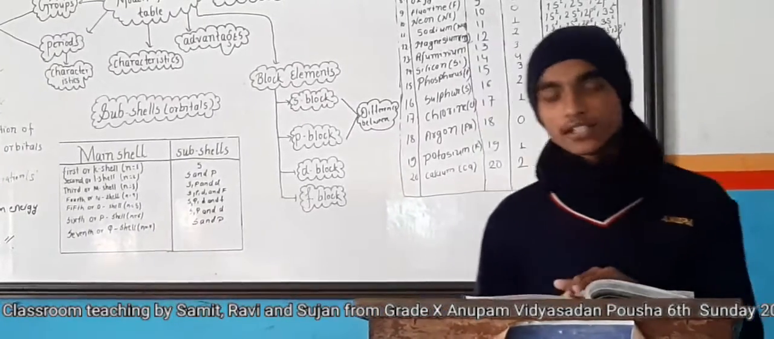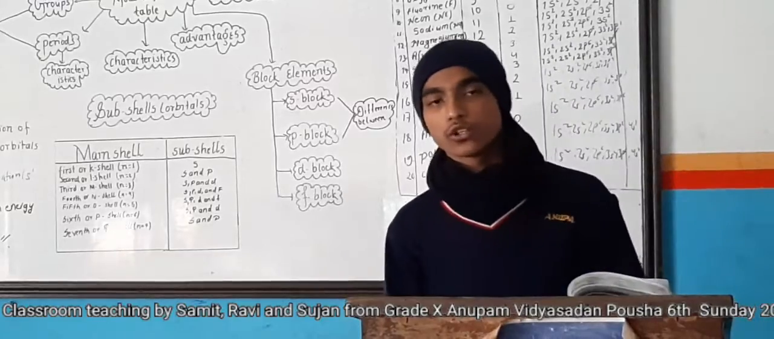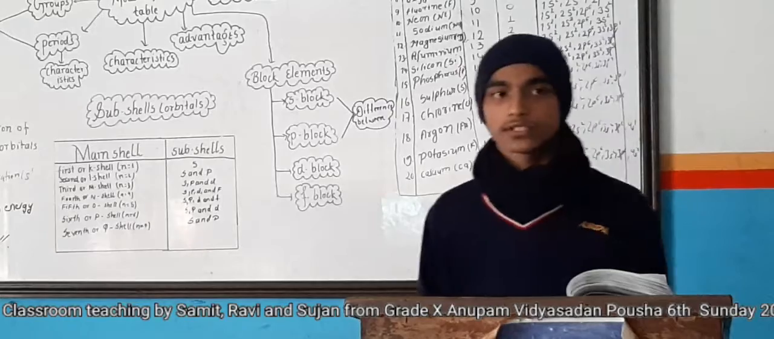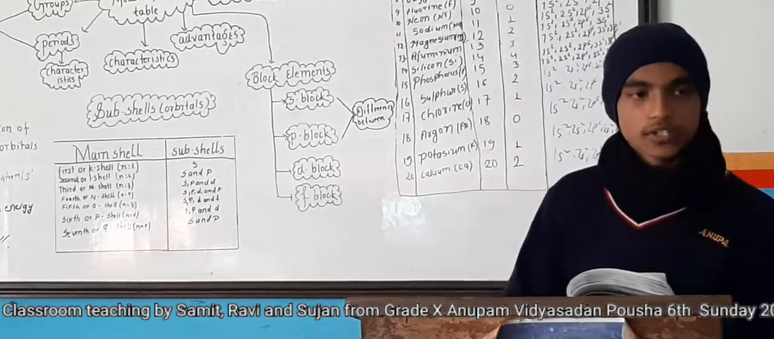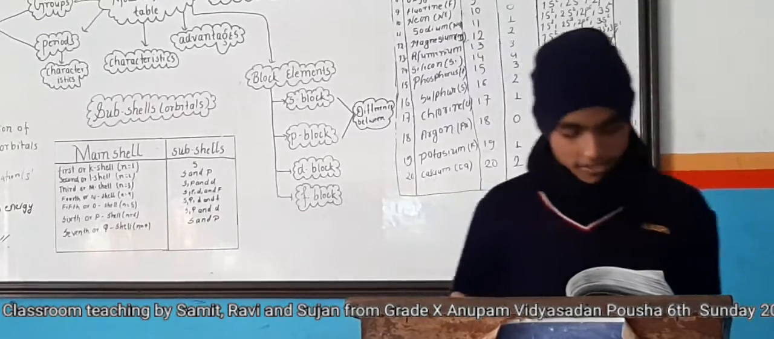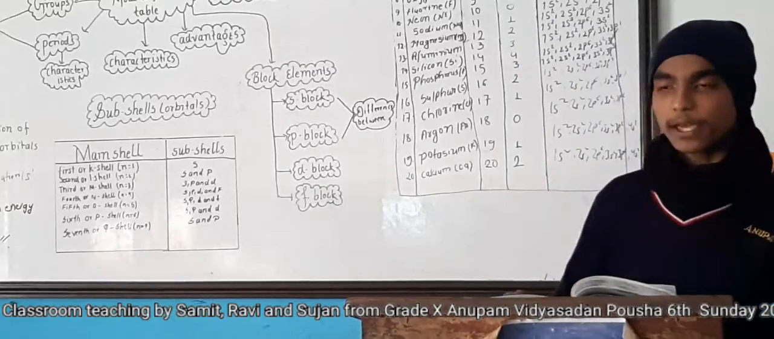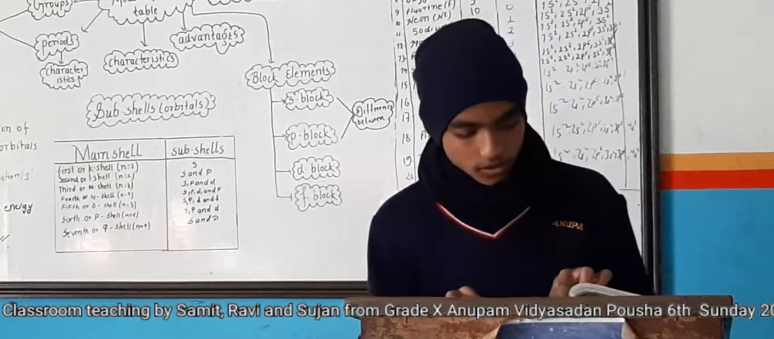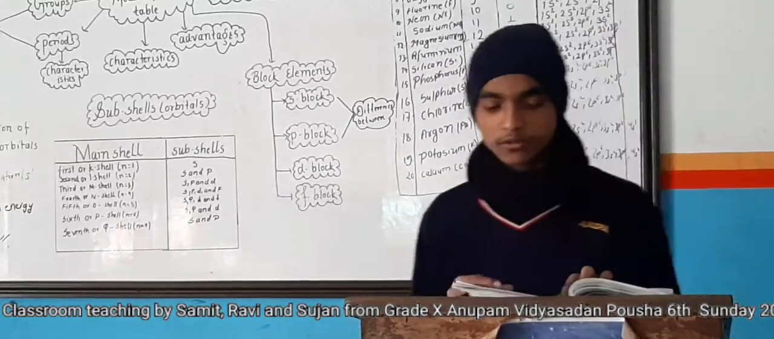The s subshell has a maximum of 2 electrons and the p subshell has a maximum of 6 electrons. The d subshell has 10 electrons and the f subshell has a maximum of 14 electrons. Blocks of elements in the modern periodic table.